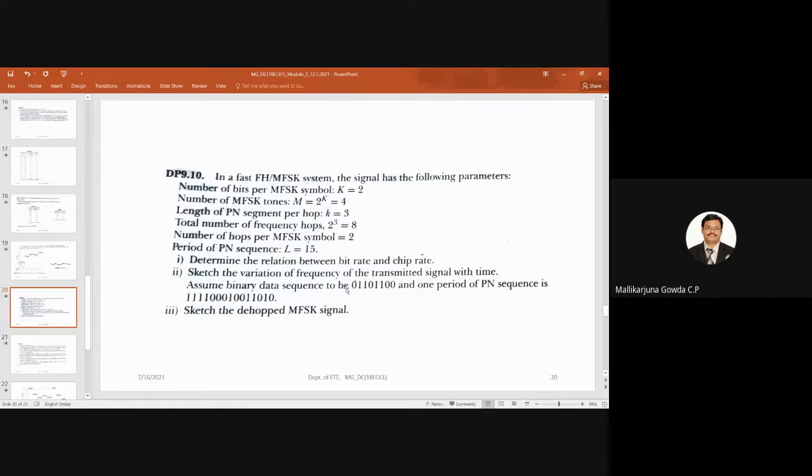Then you need to sketch the transmitted signal with time by assuming the data sequence is 011, 01100, and one period of PN sequence. He has mentioned that PN sequence. What is that? 4 ones, 000, 100, 11010. Then a de-hopped MFSK signal also.